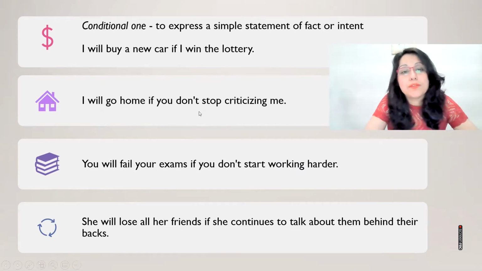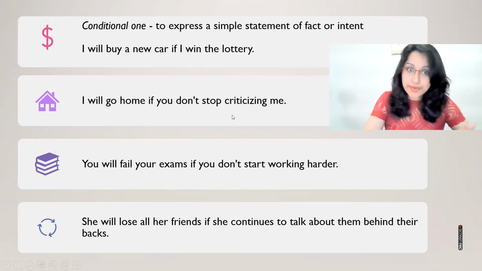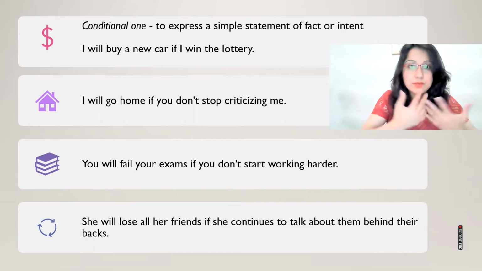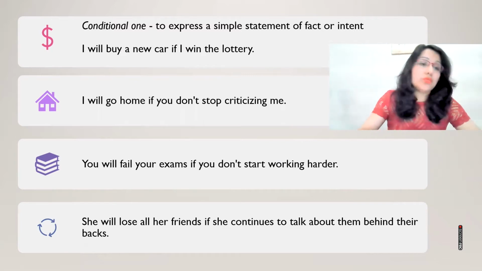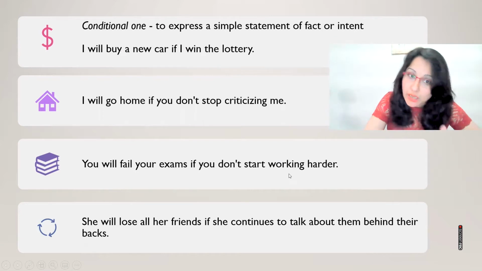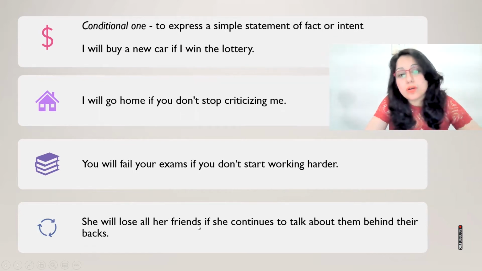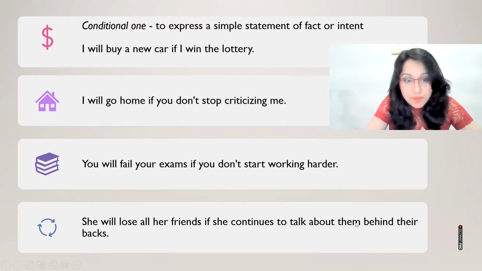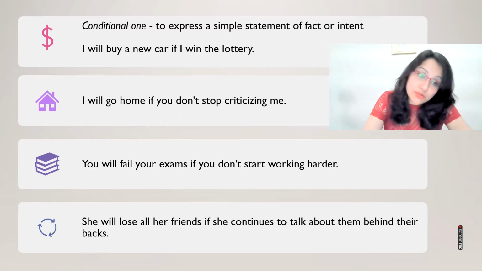I will go home if you don't stop criticizing me. All right, somebody is saying, oh, I'll go home if you don't stop criticizing me. So again, this states a fact, a statement, or something like an intent, something that you would want to do. You will fail your exams if you don't start working harder. All right, so this is like a fact somebody is stating. She will lose all her friends if she continues to talk about them behind their backs. Again, this is a statement as well, and it could be a fact as well.